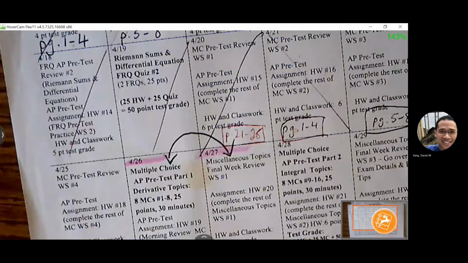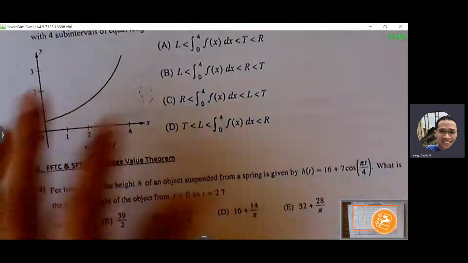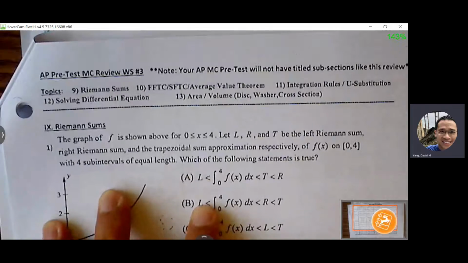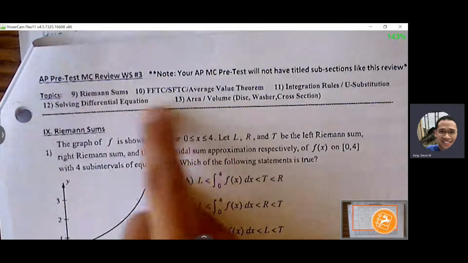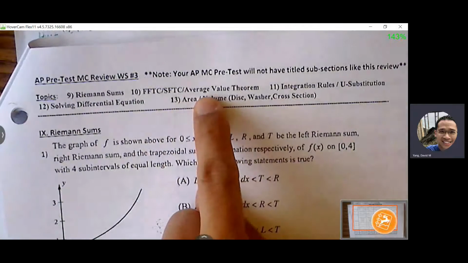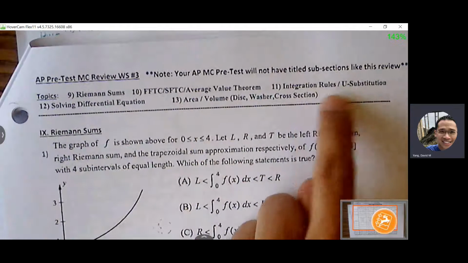Okay. Moving on to second semester topics. So here are the second semester topics that will show up on the Thursday quiz. Riemann sums, first theorem, second theorem, average value theorem, integration rules, use substitution.